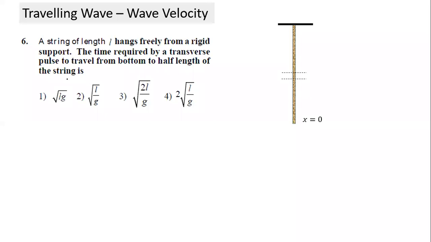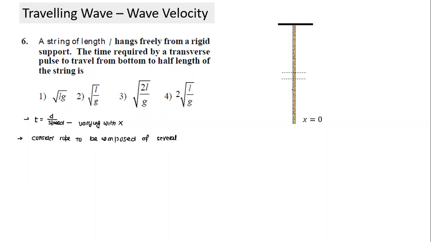So for every such question, what thought should first come to your mind? Time required. So how do we calculate time? Time is equal to distance by speed. But speed is varying with x. So what do we need to do? We have to consider a small element. Consider the rope to be composed of several small elements, and we take one random element. That's why it's called a differential element.